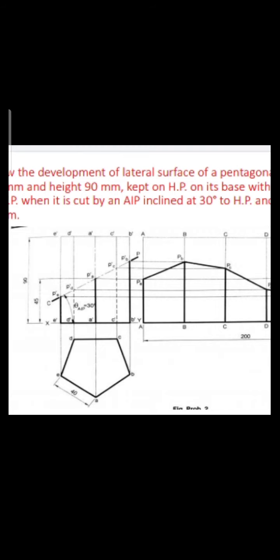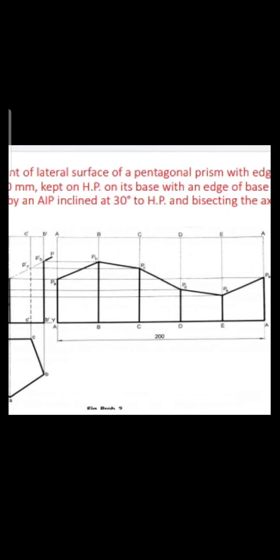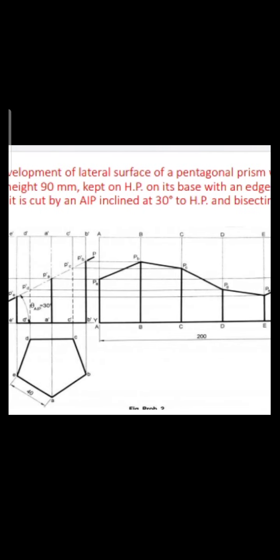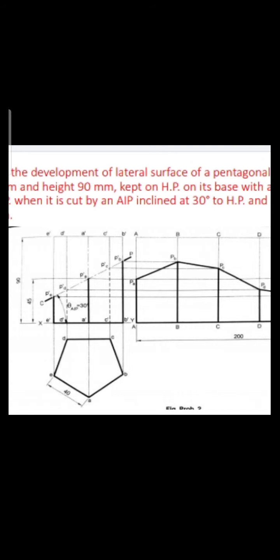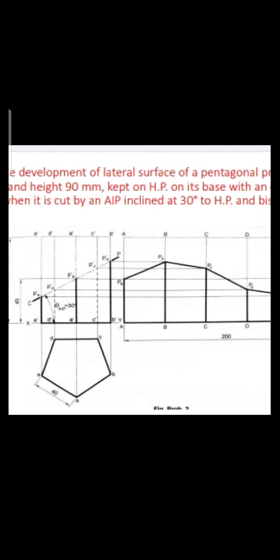Since it is given that the base edge of the base is parallel to the VP, that's why I have drawn here a parallel line. Otherwise, you can draw the pentagon with the corner on the right side. You can draw the pentagon corner on the left side. In any position, you can draw the pentagon here. So you already know how to draw the simple DLS here.